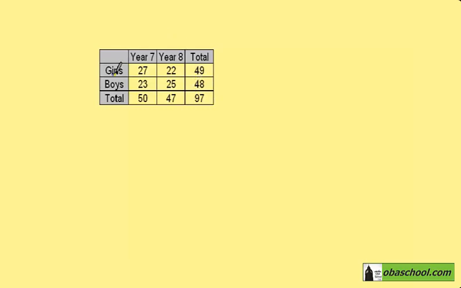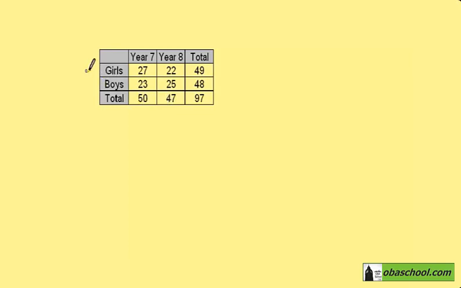This is called a two-way table. If we look at the columns, they contain information about year groups 7 and 8 at a particular school. In Year 7 we can see there are 27 girls and 23 boys, making a total of 50 pupils in Year 7. We can also see information for Year 8.